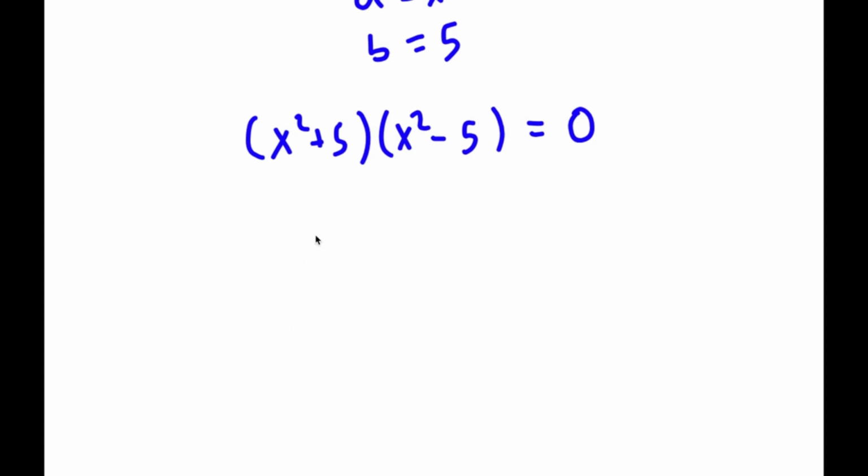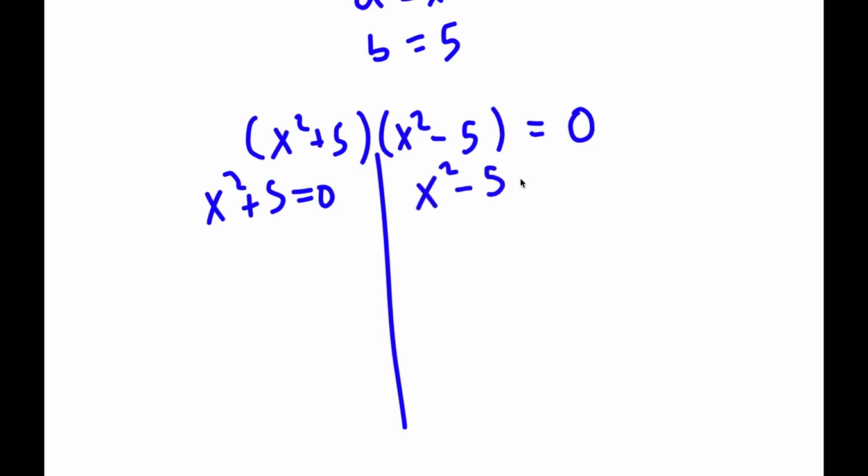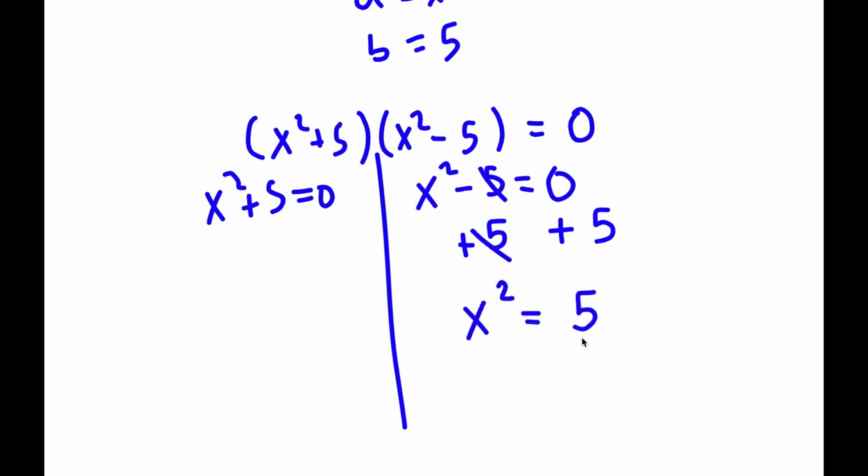So now this gives me two equations. I have x squared plus 5 is equal to 0, and I have x squared minus 5 is equal to 0. So let's first start with x squared minus 5 equals 0. To solve this, I'm going to start by adding 5 on both sides. So then these two cancel out, and I have x squared is equal to 5.